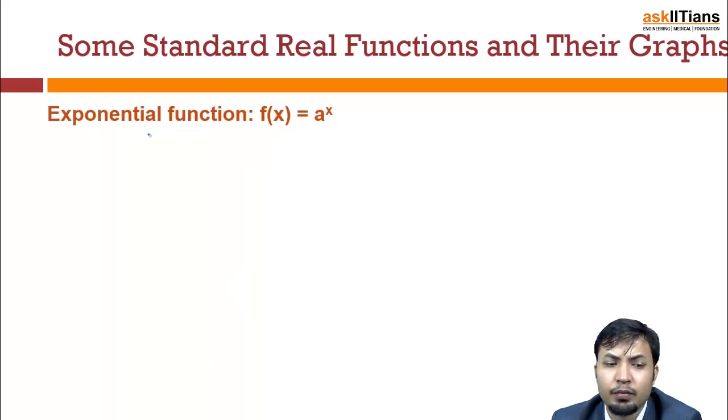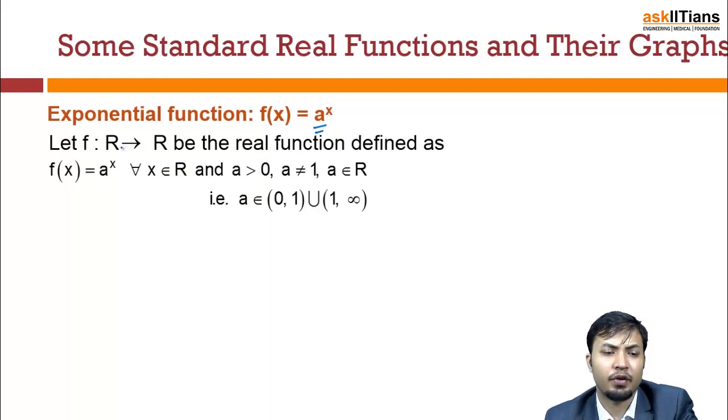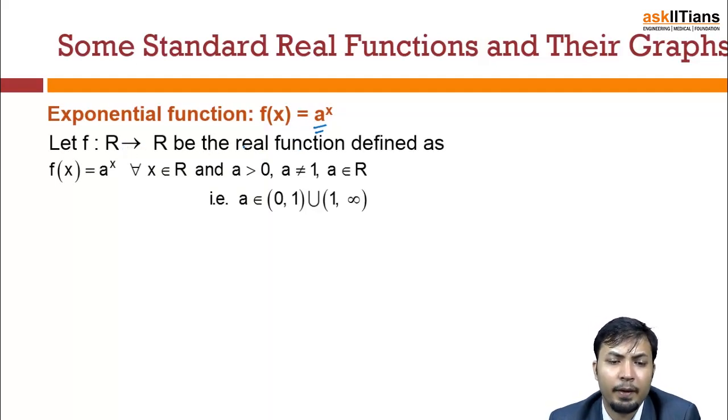I have the exponential function. Basically, I write the variable in the exponent, which is why we call it the exponential function. From here the function will run from R to R, and my f of x is written as a to the power x. a is some constant. Over here my x will belong to R, and a will always be greater than 0. a cannot be 1.